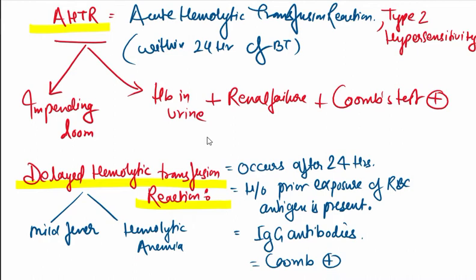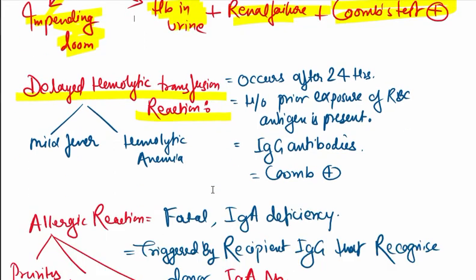Next is the acute hemolytic transfusion reaction. This is a type 2 hypersensitivity reaction, and it occurs within 24 hours of blood transfusion. The patient feels a sense of impending doom. Okay, and there is hemoglobinuria, renal failure, and the Coombs test is positive in AHTR.